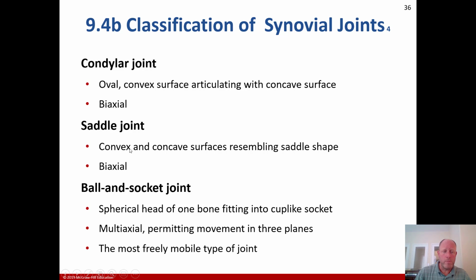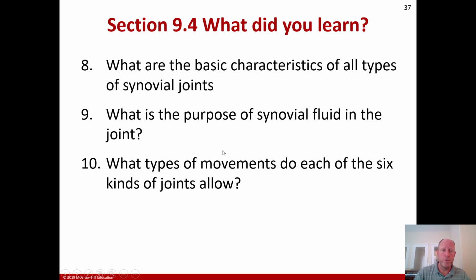A saddle joint has convex and concave surfaces resembling a saddle shape. It's biaxial. And the ball and socket joint, with the glenohumeral joint being a primary example here, has the spherical head of one bone fitting into a cup-like socket, although the socket is actually smaller than the bone, whereas most people tend to think of the socket being bigger than the head of that humerus. It's multiaxial, permitting movement in three planes. It's the most freely movable of the synovial joints.